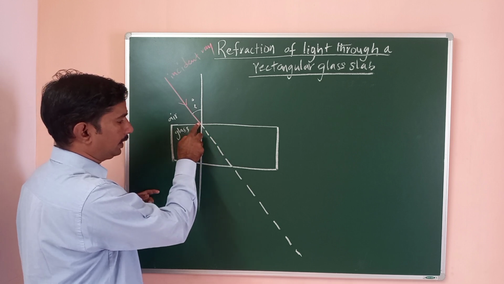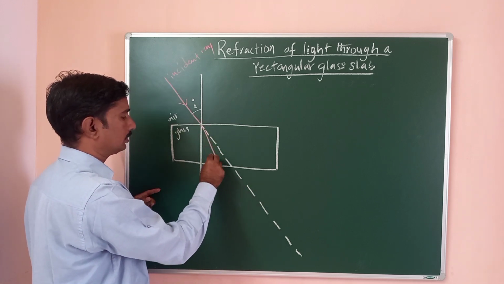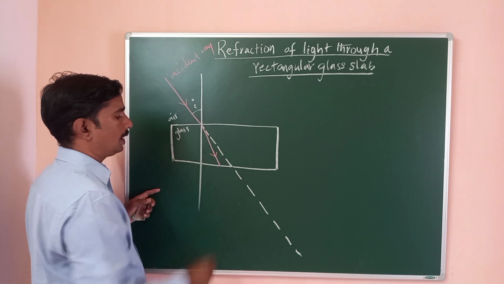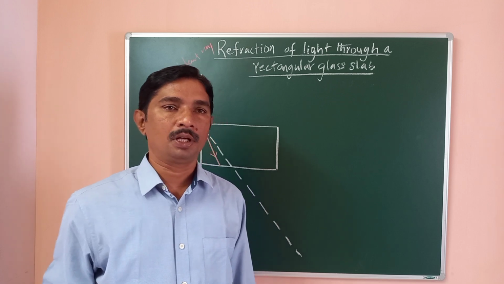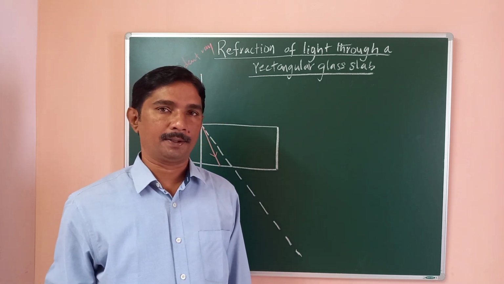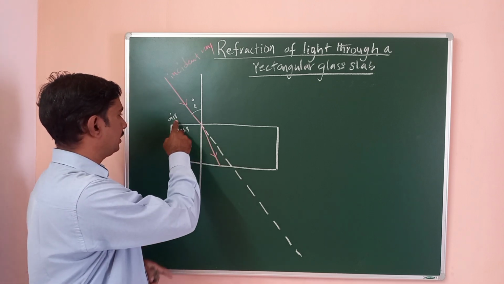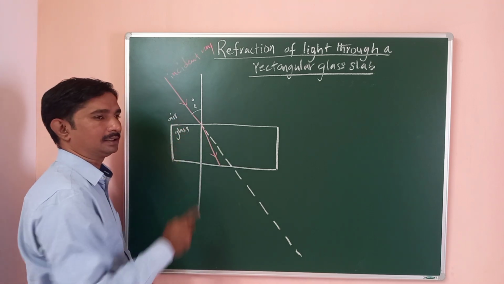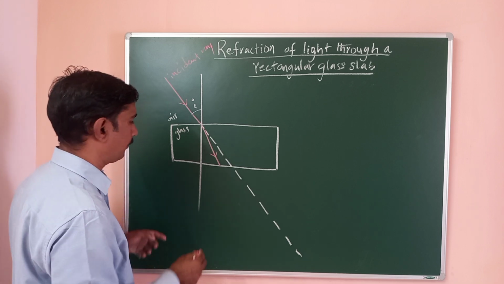The light is supposed to go in this direction, but it bends. This bending of light when it goes from one medium to another, here from air to glass, is called refraction of light.